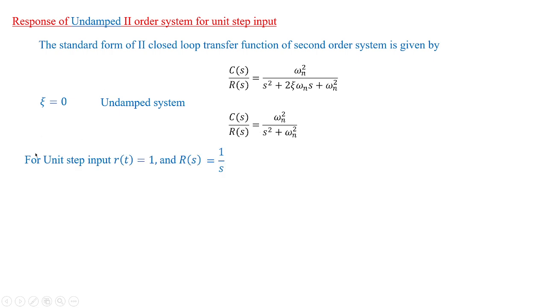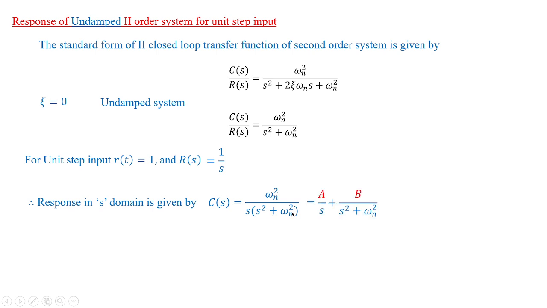Now the input is given to be step input, that is r of t is equal to 1. Then R of s is nothing but 1 by s. Substituting the R of s in this transfer function, the response in s domain is obtained as C of s is equal to omega n square by, when R of s goes to the right hand side, it becomes 1 by s into s square plus omega n square.